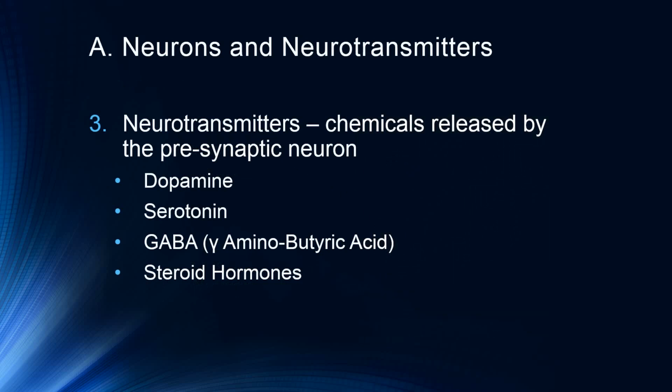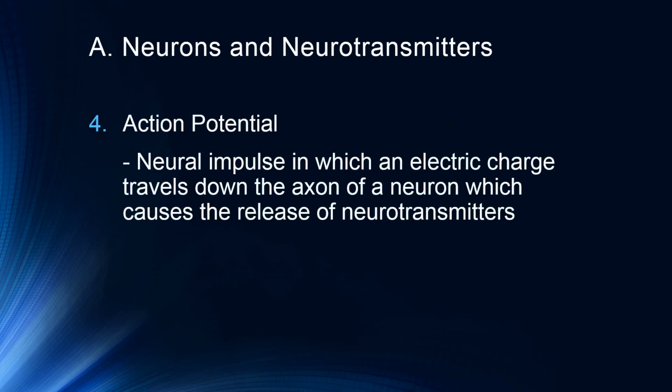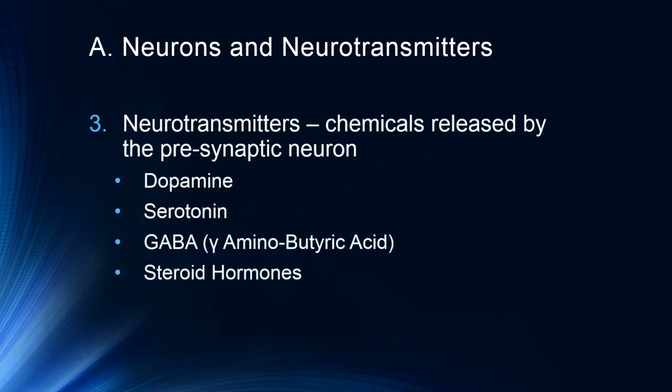The neurotransmitters released by the presynaptic neuron are chemicals of varying types. We're going to focus on a few of particular importance in this class. We're going to talk a lot about dopamine. It's particularly important for things like working memory. We'll talk a little bit about serotonin. We'll talk about gamma-aminobutyric acid, or GABA.